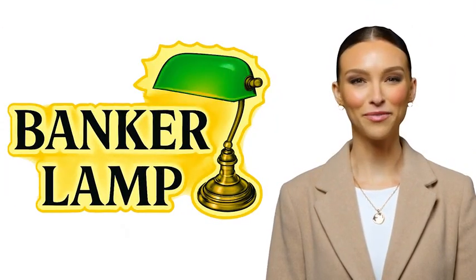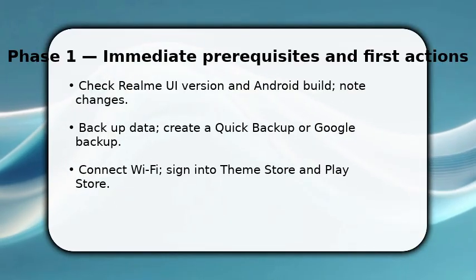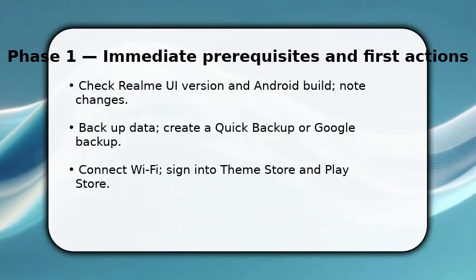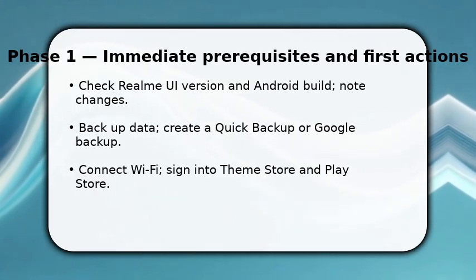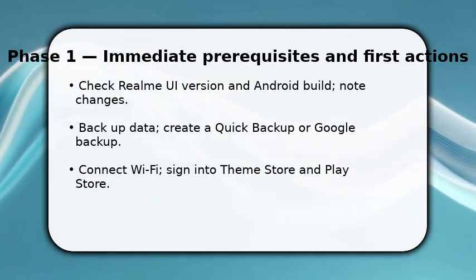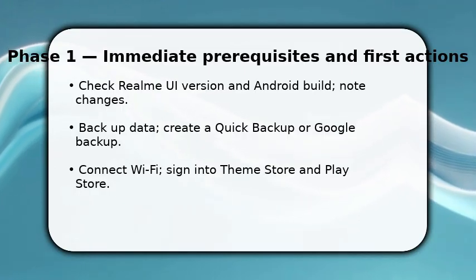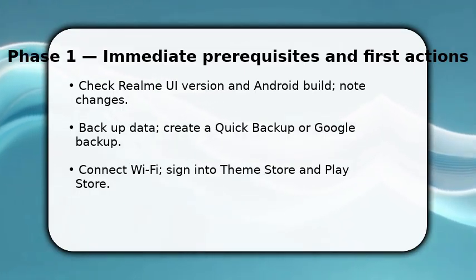Please enjoy the video. You start by confirming your Realme UI and Android build so you know which emoji methods will work. Back up your device now. This protects fonts and themes. Once done, make sure you are signed into the Theme Store and Play Store and connected to Wi-Fi.